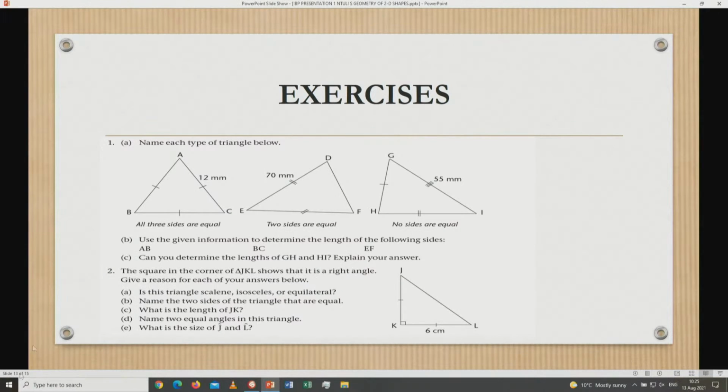Right, guys? So here it will be your homework to do. You do number 2. This will be your homework. Number C also, can you determine the length of GH and HI? Unfortunately, no. Why? Because there are no sides that are equal here. So for number C, we have already provided you with the answer. There are no sides equal here, meaning you cannot determine the length of GH and HI just by observing it. Right, guys, thank you. Let us move on now to the last part.